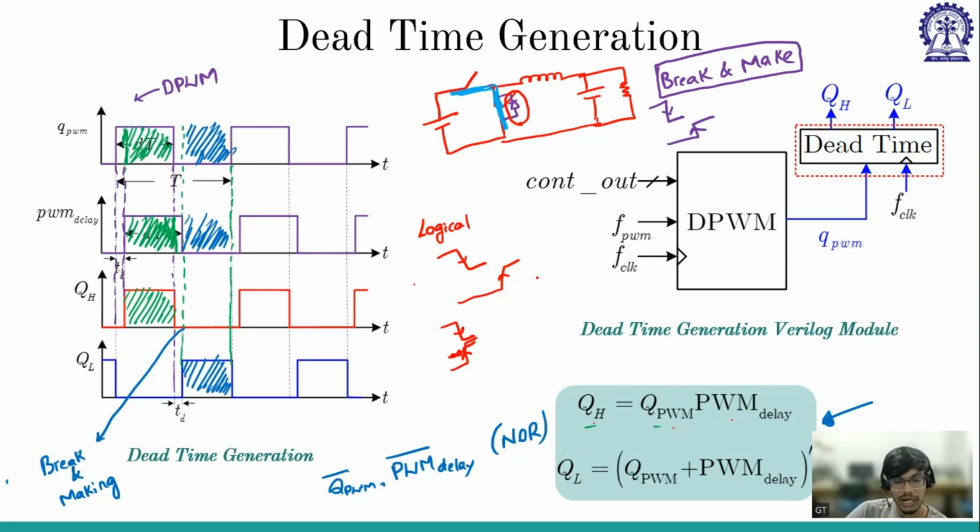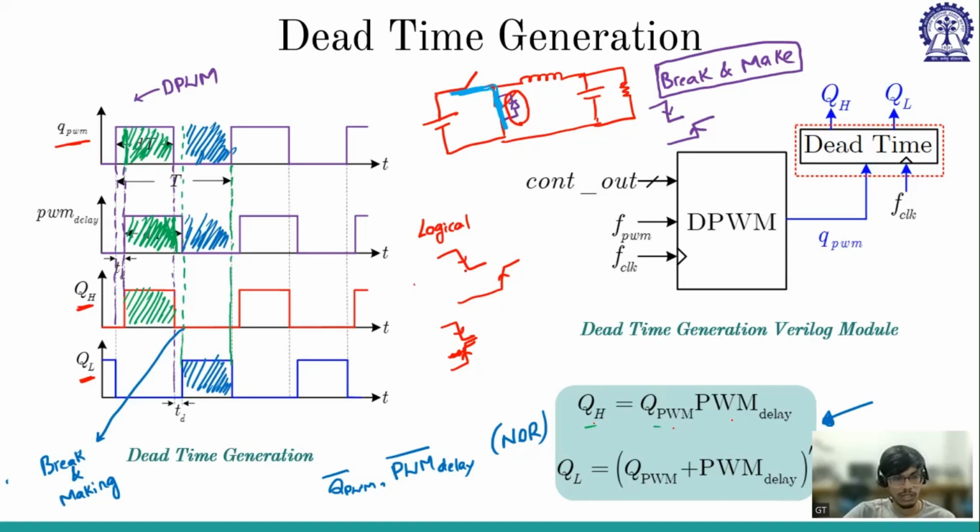But there are few gate drivers for which you give only QPWM and it itself will generate QH and QL. So in that case, you need to give only QPWM. That time will be generated by the driver itself. But there are few MOSFETs where you have to give QH and QL. So you have to give that dead time. So keep this in mind. And designing that time is beyond the scope of this course. But you can refer to any literature or any data sheets or application notes where they have discussed how to design the dead time.